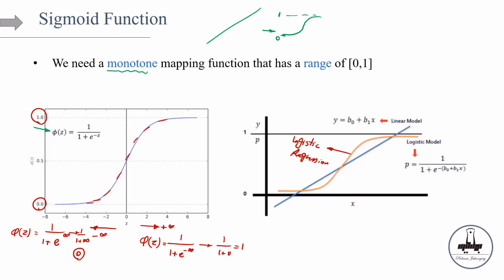And now the blue line here is our linear probability model. So this is a linear probability model. We talked about the caveats. And the orange one is our logistic regression.